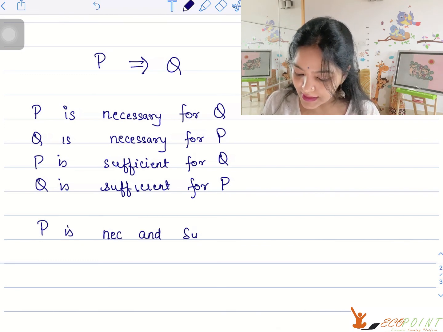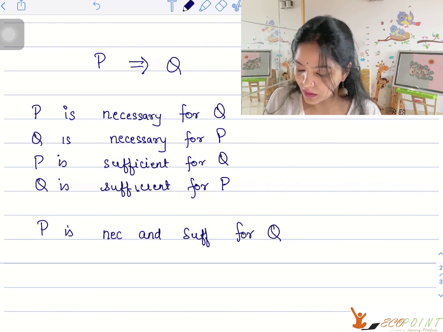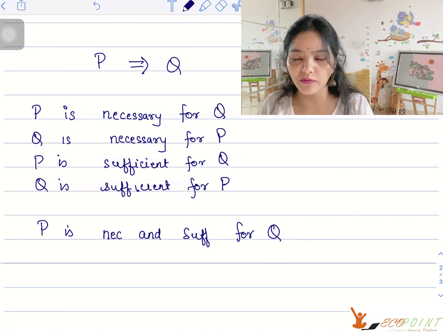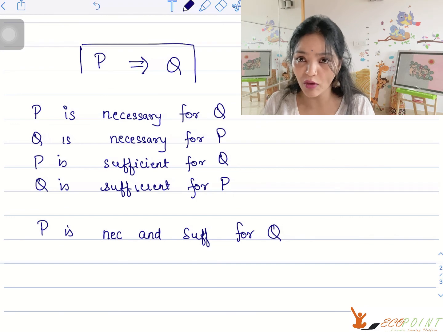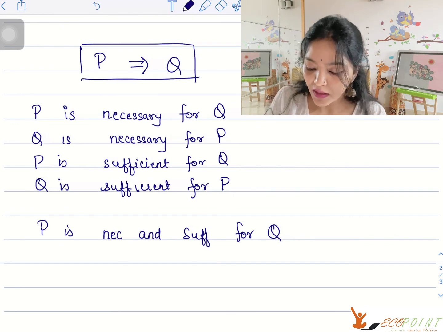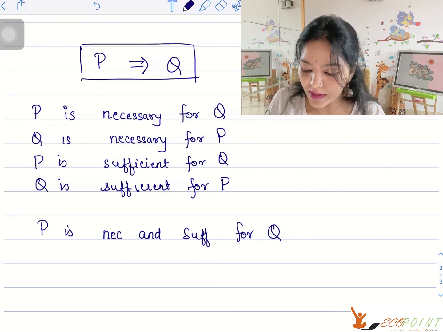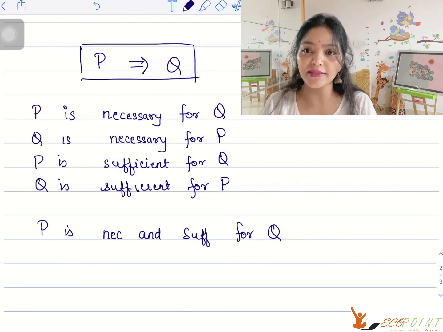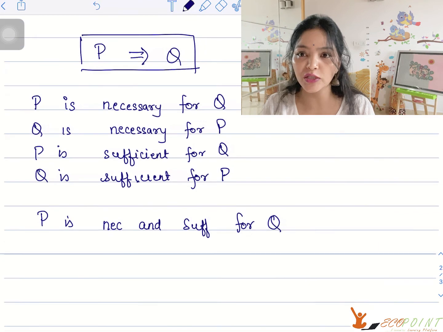P is necessary and sufficient for Q, this is the most simple thing that you will ever need to prove, because this means you're talking about a both-way implication. So you have an implication P implies Q, which is the necessary part of an implication, and which is a sufficient part of the implication. That's what we need to understand here.